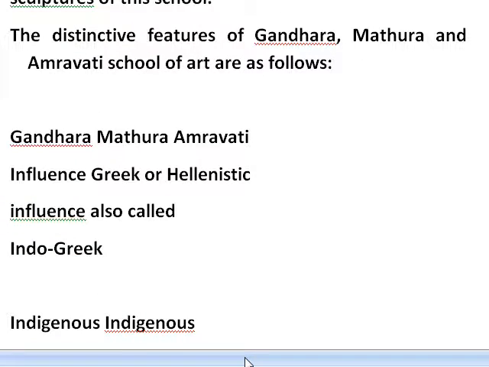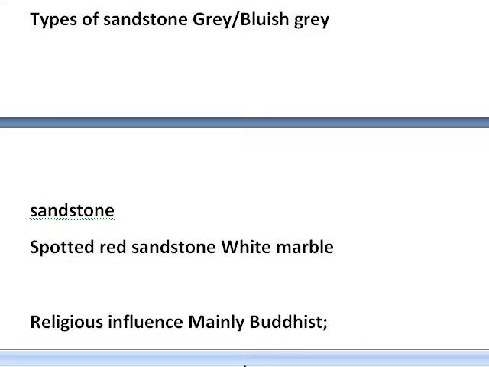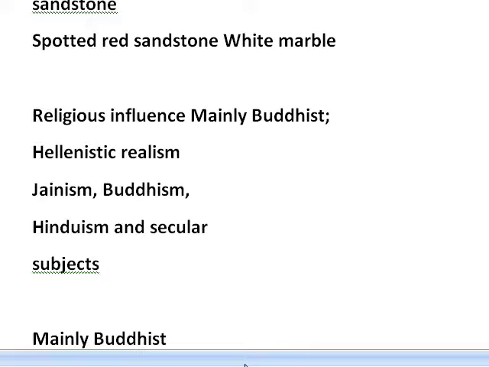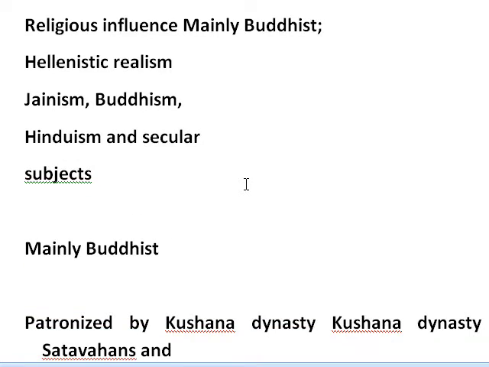The distinctive features of the Gandhara, Mathura, and Amaravati schools of art are as follows. Influence: Gandhara has Greek or Hellenistic influence. Material: Mathura uses indigenous types of sandstone, spotted red sandstone; Gandhara uses grey, bluish grey sandstone; Amaravati uses white marble. Religious influence: mainly Buddhist, with Hellenistic religion, Jainism, Buddhism, Hinduism, and secular subjects.